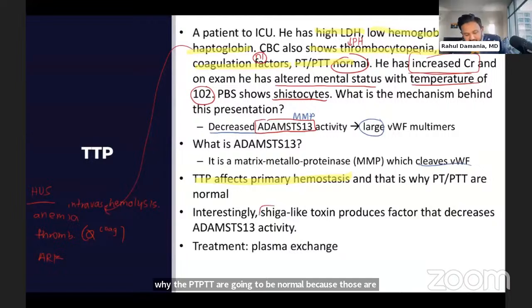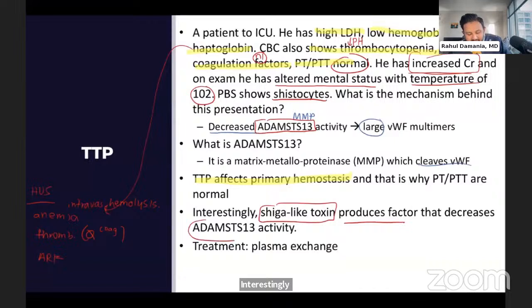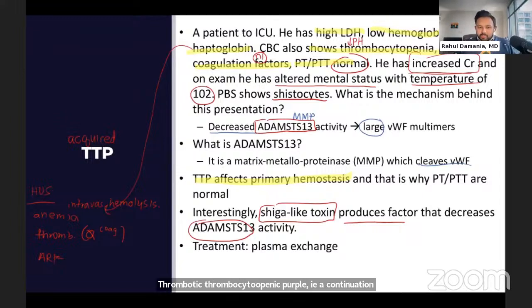Interestingly, Shiga-like toxin produces a factor that decreases ADAMTS13. This is the acquired form of thrombotic thrombocytopenic purpura, i.e. a continuation of Shiga toxin mediated hemolytic uremic syndrome. Treatment is going to be plasma exchange. This is high yield for Step 2 CK.